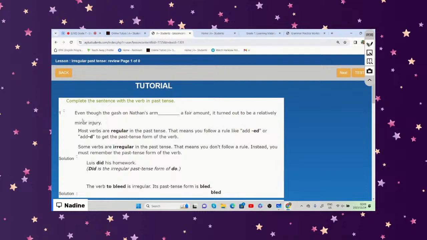All right. So now it says, even though the gash on Nathan's arm a fair amount, it turned out to be relatively minor injuries.